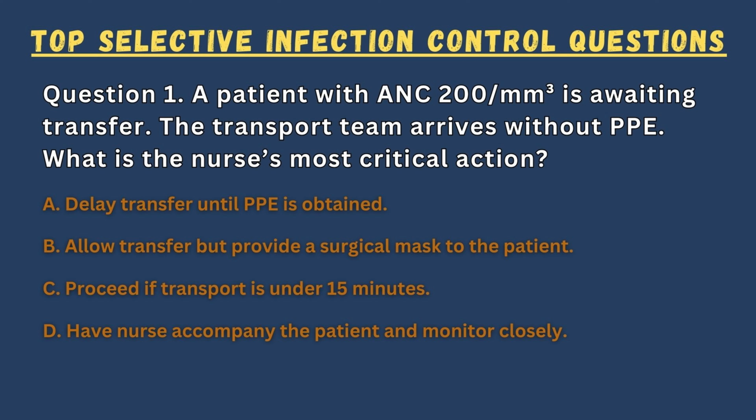Question 1. A patient with ANC 200 per cubic millimeter is awaiting transfer. The transport team arrives without PPE. What is the nurse's most critical action?